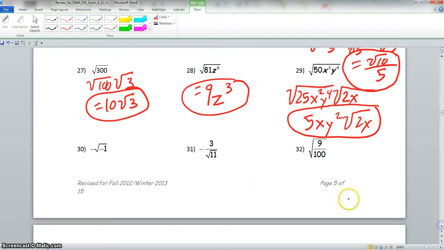Now we go here to 30. We have the negative square root of negative 1. This is undefined. That is our final answer for 30.